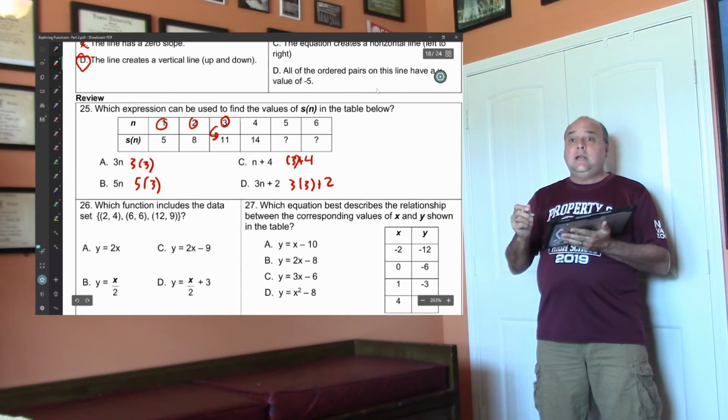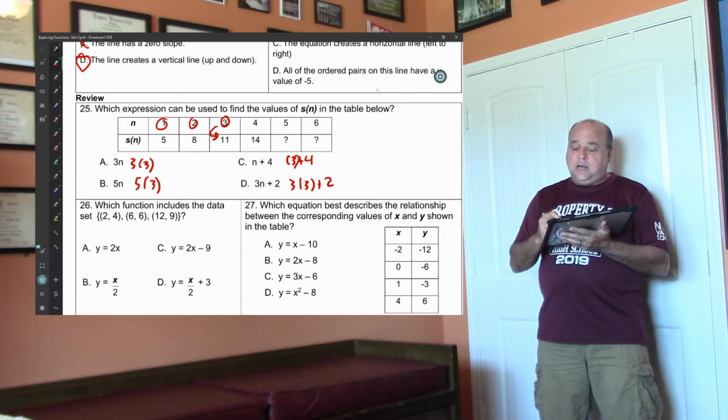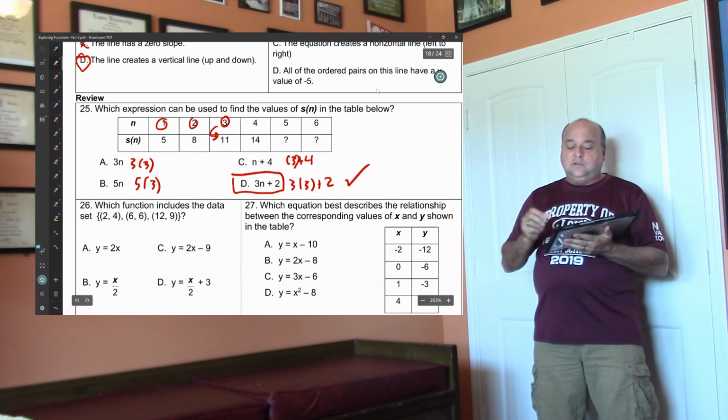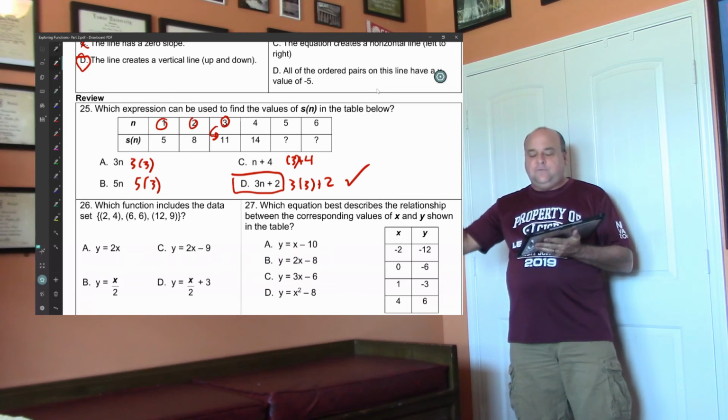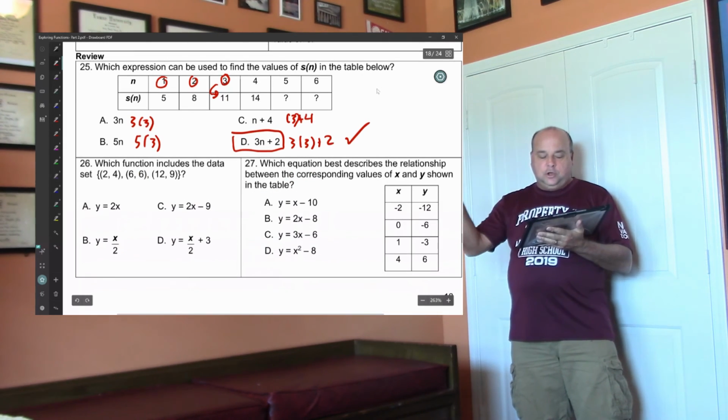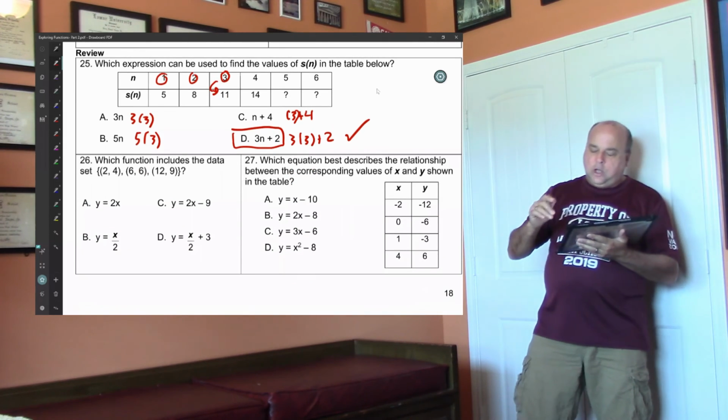Ding, ding, ding. 3 times 3 is 9, plus 2 is 11. Check. That's how you do those. I could have picked any x I wanted to, plug it in, and see if you get your y. You should be able to finish the rest on your own.